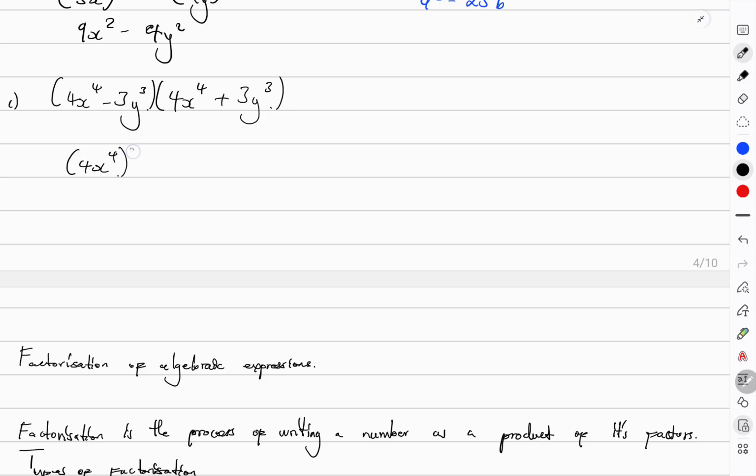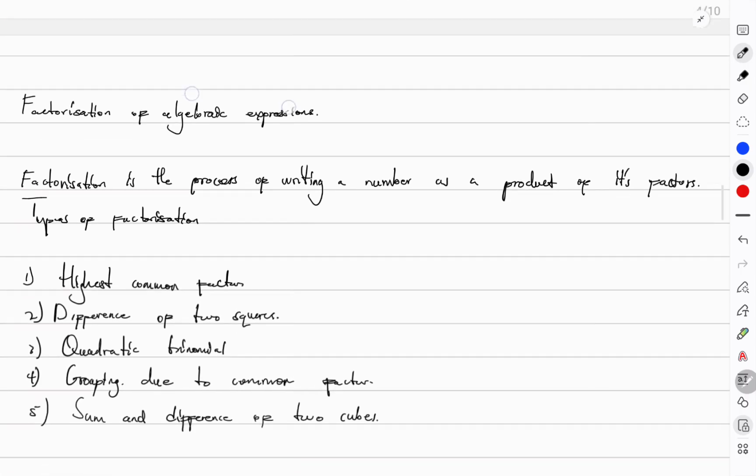4x to the power of 4, all squared, minus the last term squared, which is 3y to the power of 3, all squared. Meaning, if you remember the laws of exponents, the power that is inside will multiply the power that is outside. Therefore, I'm going to have 4 to the power of 2, x to the power of 8, minus 3 to the power of 2, y to the power of 6. Meaning I'm going to have 4 to the power of 2, which is 16, x to the power of 8, minus 9, y to the power of 6. That becomes my answer. Right.